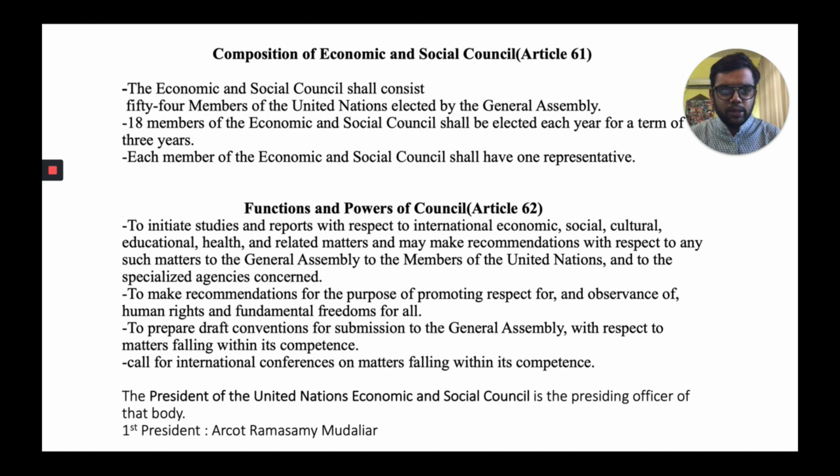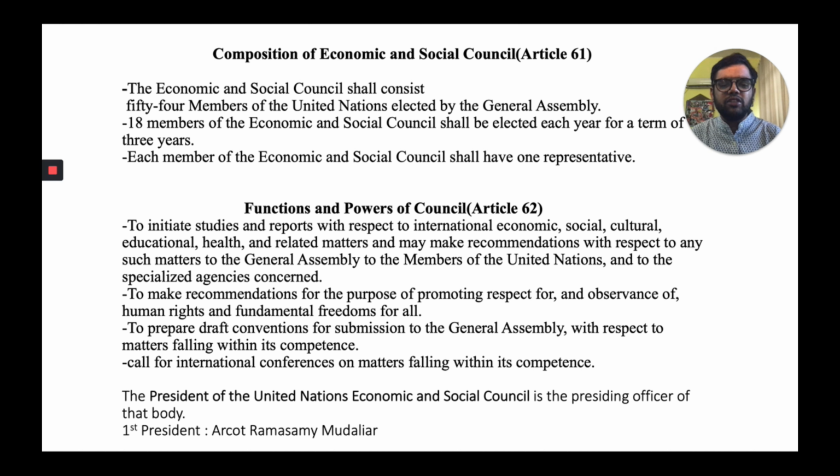Now, the primary functions of ECOSOC are given in Article 62, which are to initiate studies and reports with respect to international economic, social, cultural, and health related matters, and give recommendations to the General Assembly and to the specialized agencies concerned. Secondly, to make recommendations for the purpose of promoting respect for and observance of human rights and fundamental freedoms for all. Third, to prepare draft conventions for submission to the General Assembly with respect to matters falling within its competence. And fourthly, to call for international conferences on matters falling within its competence.